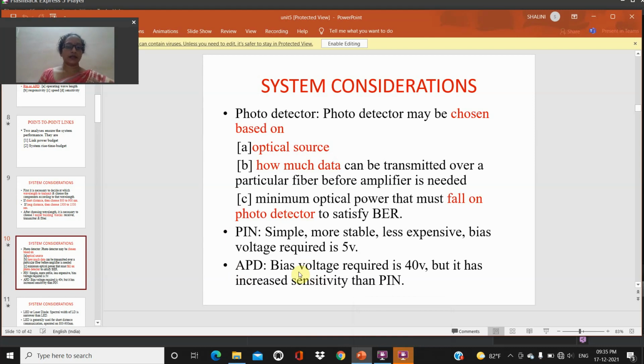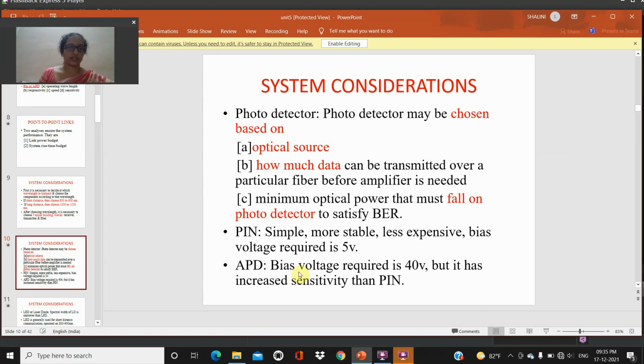Okay, friends. Then the continuation part of system considerations for the photo detector. The photo detector may also be chosen based on the optical source, how much data can be transmitted over a particular fiber before an amplifier is needed, and the minimum optical power that must fall on the photo detector to satisfy the bit error rate.